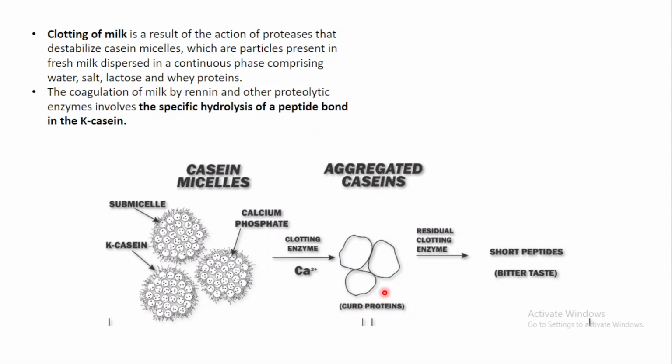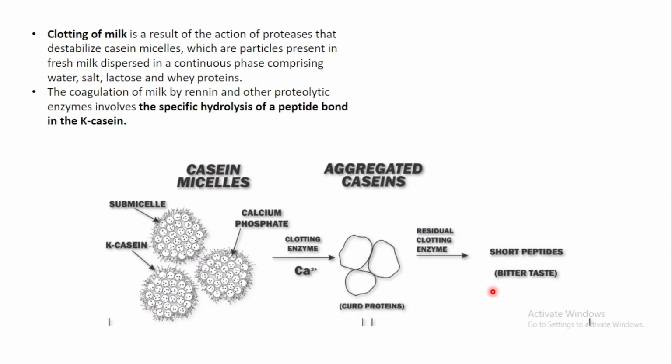So the curd that we eat, the aggregated form of milk, has all these cleaved or inactivated casein proteins. If you keep the curd for a longer time, there will be residual clotting enzyme which will act more on these proteins to break them into short peptides which will taste bitter. That's why we stop the clotting process in between to obtain curd, and we do not keep the curd in presence of residual enzyme, so that it does not turn sour to bitter in taste.